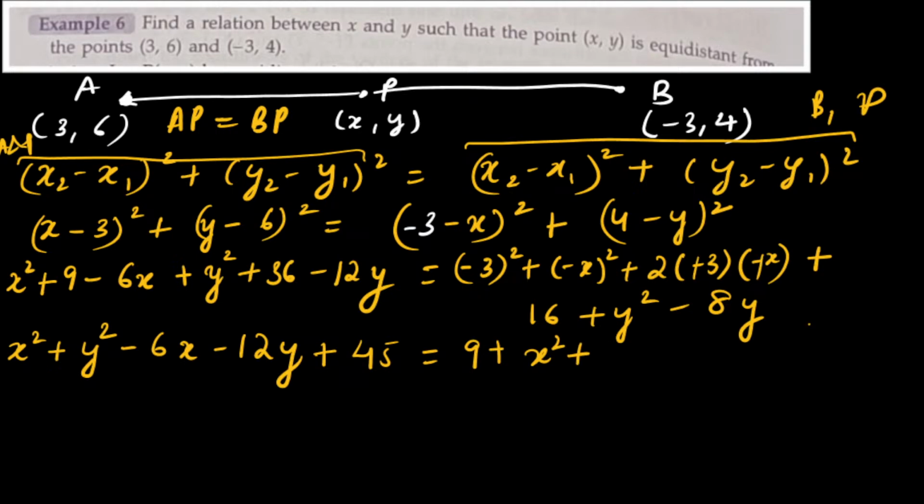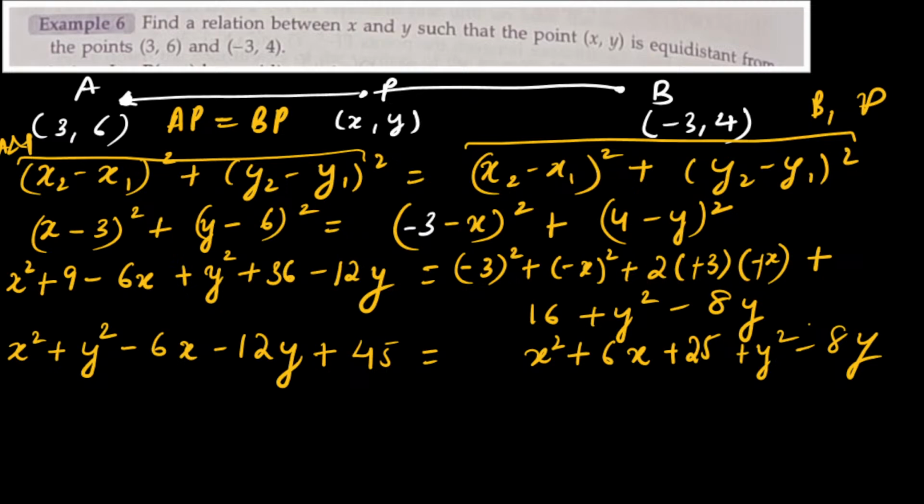So 6x plus 6x plus 16 plus y square minus 8y. Here also if you want you can add the like terms. So like terms are 16 and 9. When you add 16 and 9 directly, I am just going to write plus 25. Like terms I am just adding in this step because of less space.